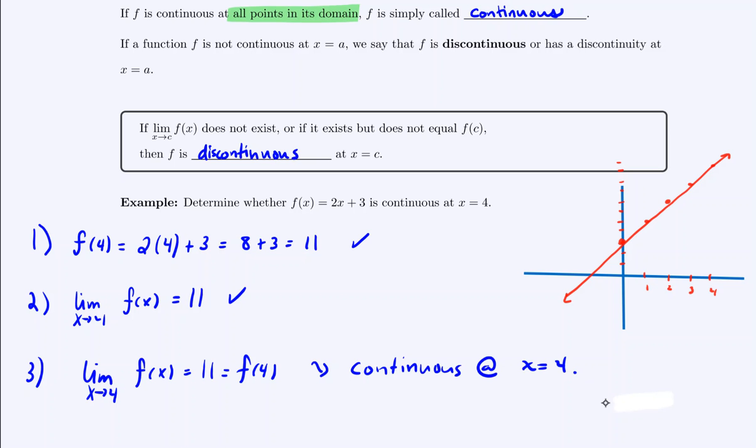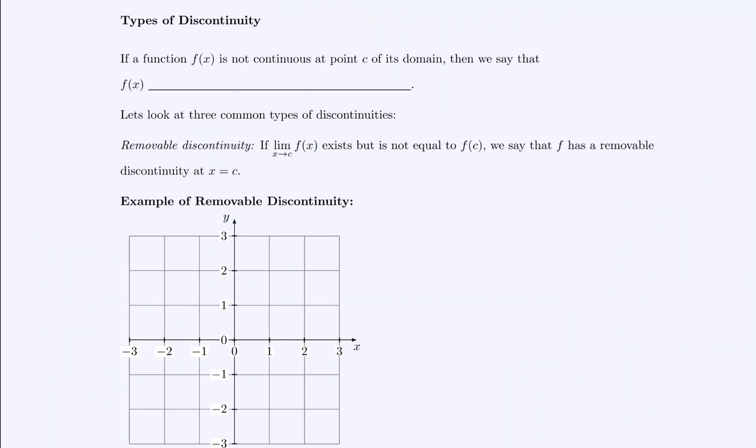So if you're ever asked to show whether a function is continuous at a point, check these three criteria. If they're all met, then it is continuous. Now, if our function is not continuous, it would fit into three different categories of discontinuity. If a function is not continuous, then we say that it's discontinuous at the point. And there are three common types of discontinuities.